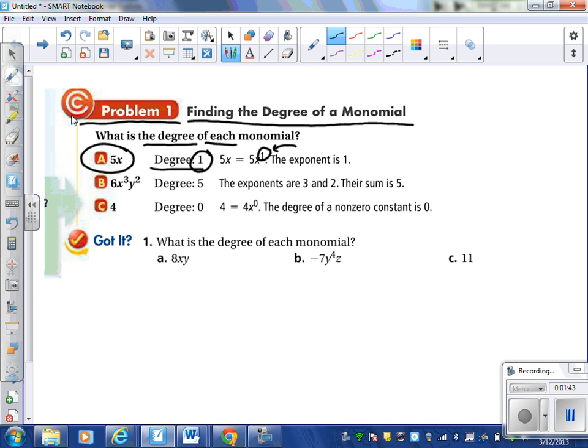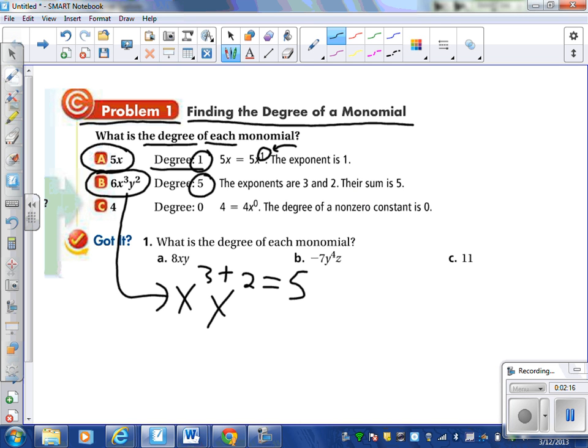Looking at the next example, B, where we have 6x to the third power y squared, what does it mean if I find the degree in that problem? How did they come up with the answer 5? What they did was they took the exponent 3 and the y squared and they added them together. So 3 plus 2 equals 5, which gives it the 5th degree.